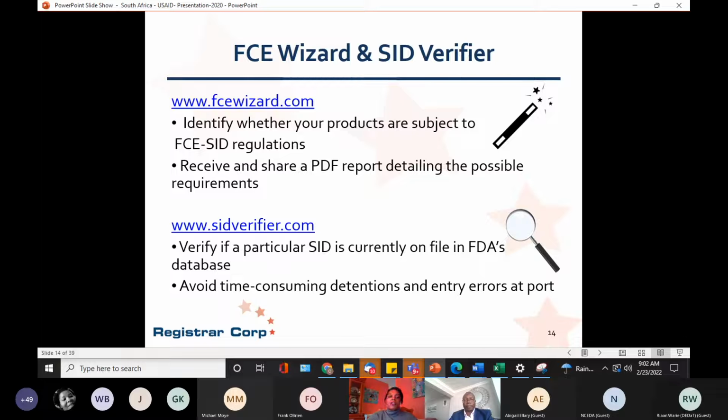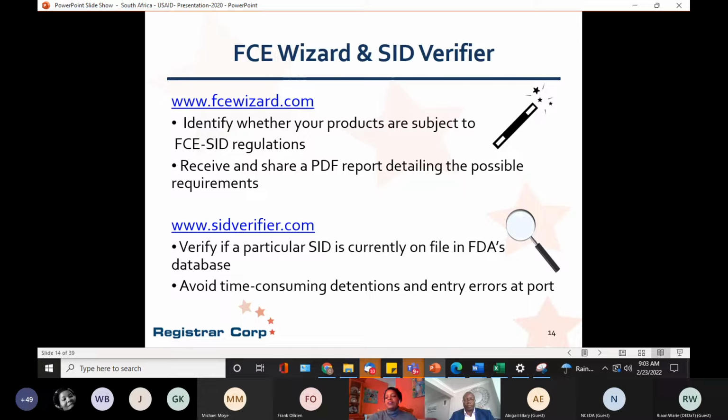Now, at Registrar Corp, we have some wizards. We love wizards, links that help you determine or understand regulations by FDA, because we know often they're not easily explained or understood when you go on the FDA website. So we have this, it's a free thing. You can click on the link, fcewizard.com. If you're doubting whether or not your product is an FCE product, you can click on the FCE Wizard and it will ask you some questions and it will determine whether your product requires this additional registration.